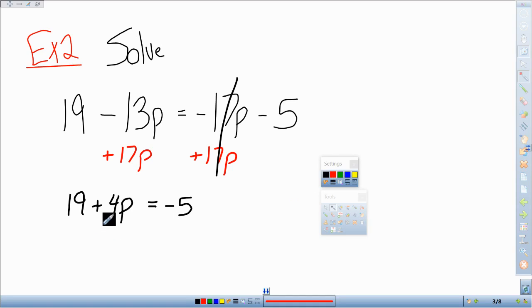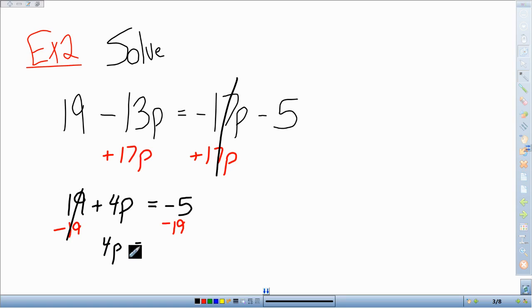Now I can solve for p here. I have a positive 19. I have a positive 4 being multiplied. I got to get rid of that positive 19 first, right? So I'm going to subtract it. So I got 4p on the left, and on the right, two negatives combine to get a bigger negative, so it looks like I'm getting a negative 24. Now I can solve for p here. It's being multiplied, so I'm going to divide. So it looks like p is going to equal negative 6.